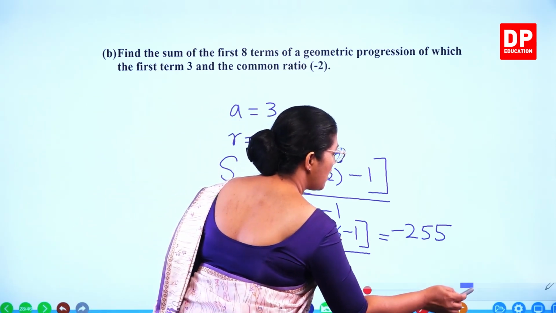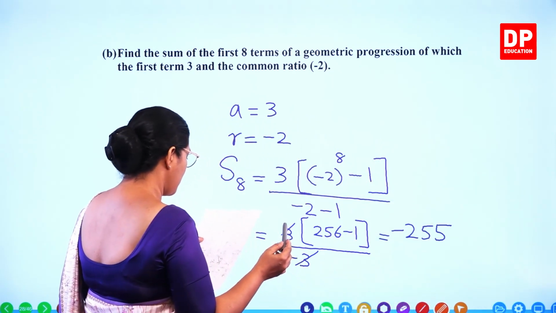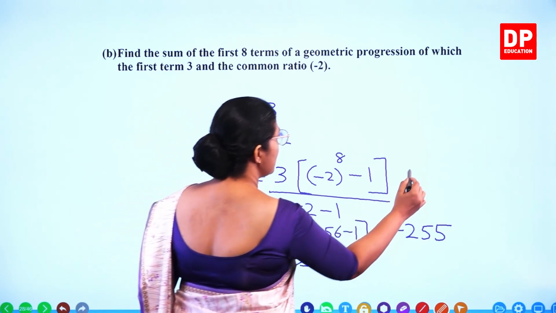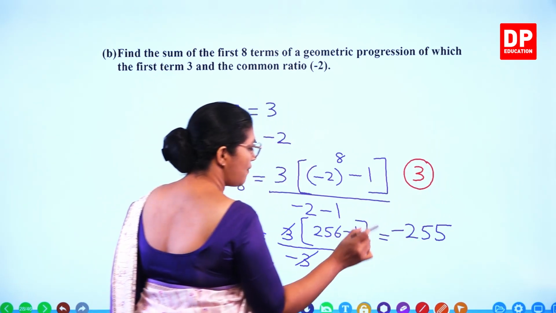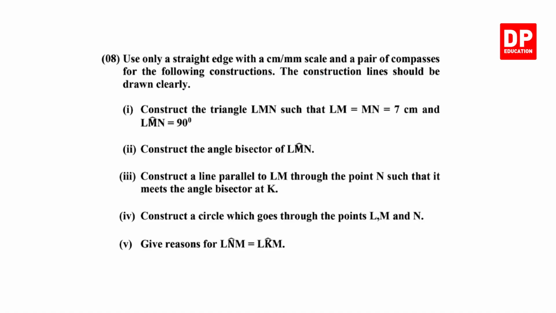So let's give marks. In this one you get 3 marks. So this part is 3 marks. So altogether we have given 10 marks for the whole question.